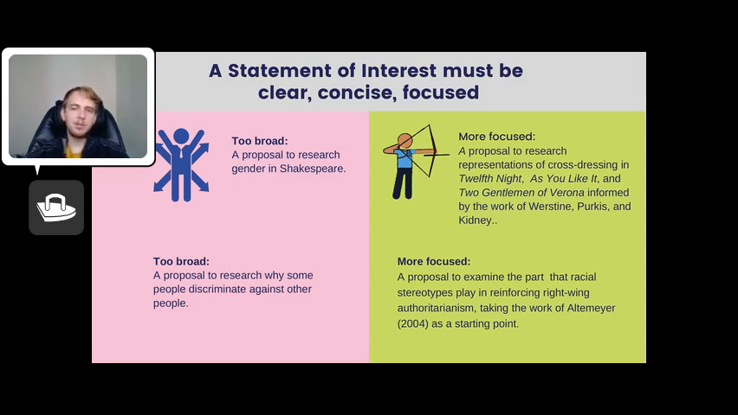As another example, a psychology proposal to research why some people discriminate against other people is far too vague. A more focused proposal would be to examine the part that racial stereotypes play in reinforcing right-wing authoritarianism, taking the work of Altemeyer as a starting point, for example.